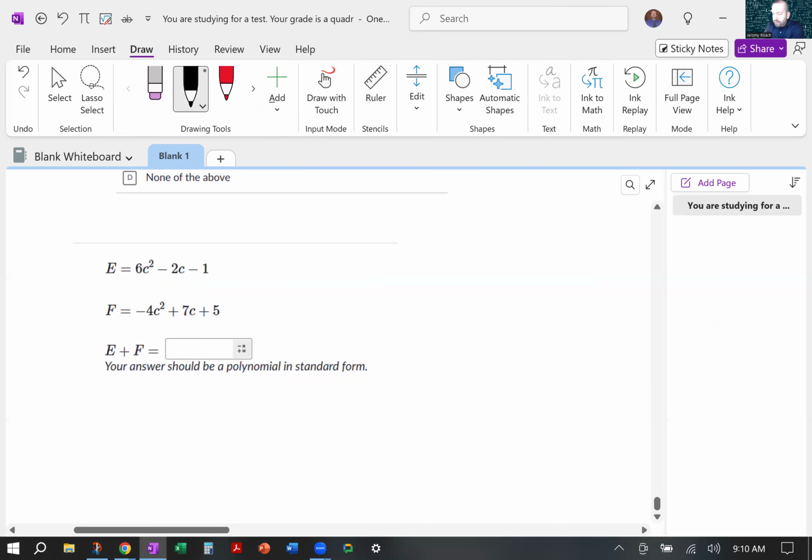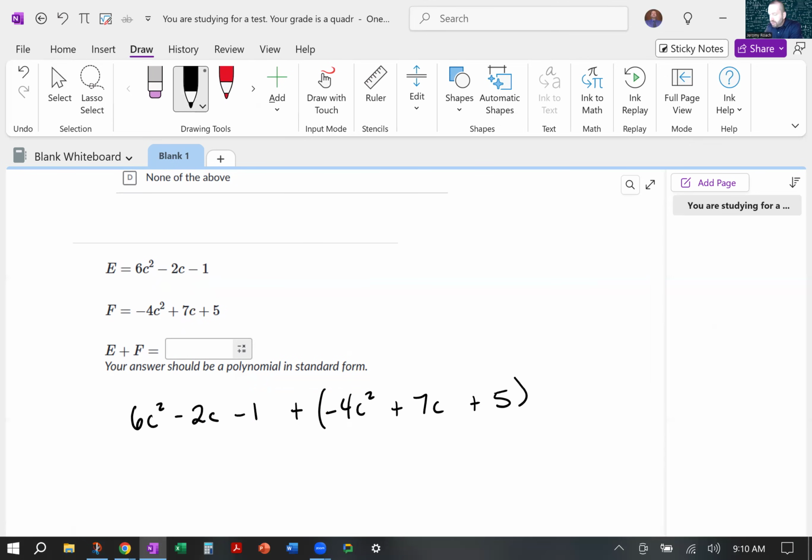So if we write it like 6c squared minus 2c minus 1, and then plus all of what f is, that's negative 4c squared plus 7c plus 5. We don't really have to do this because that plus doesn't change any of the signs next to the numbers. So we can get rid of the parentheses when there's a plus. So now we just combine the like terms.